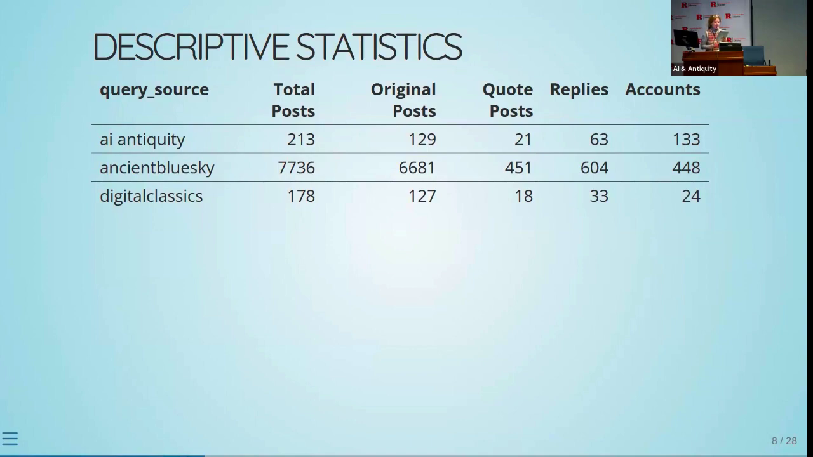You can also see the broadcast nature of ancient blue sky when dividing the total number of posts by the authors. Sorry, accounts basically stands for authors here. So when you divide total posts by accounts, you can see, for example, that ancient blue sky averages about 17 posts per author. And when you keep in mind that there are only about 3 power users, that's a lot of posts. Digital classics had roughly 7.4 posts per author. And AI antiquity was actually the most diverse collection, in that there's only 1.6 posts per author.